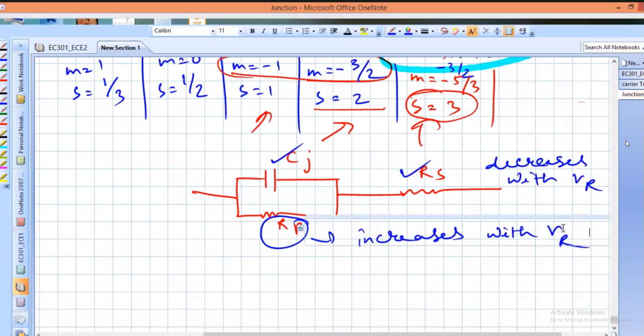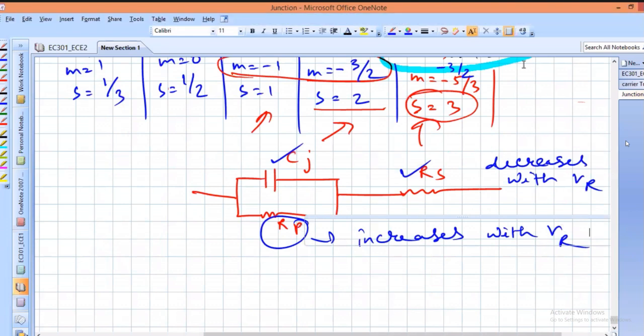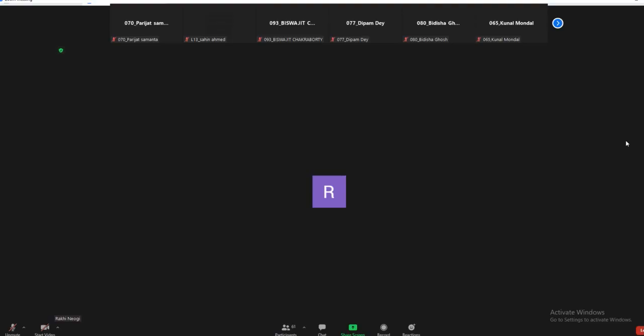This is all about depletion capacitance, students. Time is not there, so I'm not able to discuss diffusion capacitance today. I'll discuss this in your next class. I'll provide the lecture material.